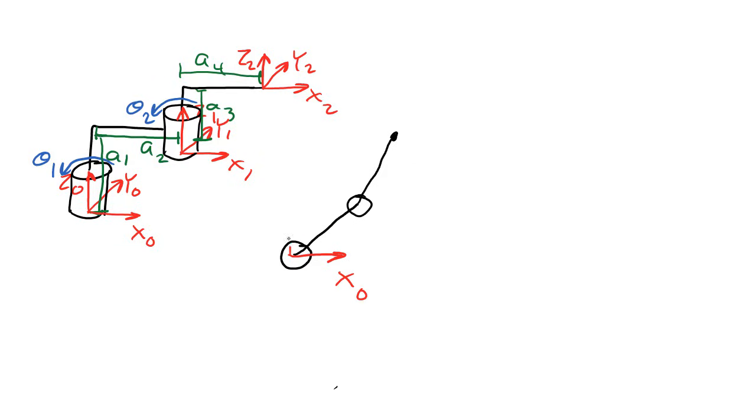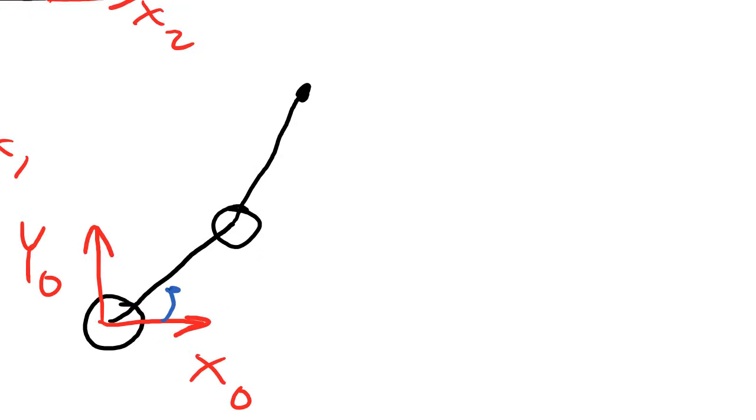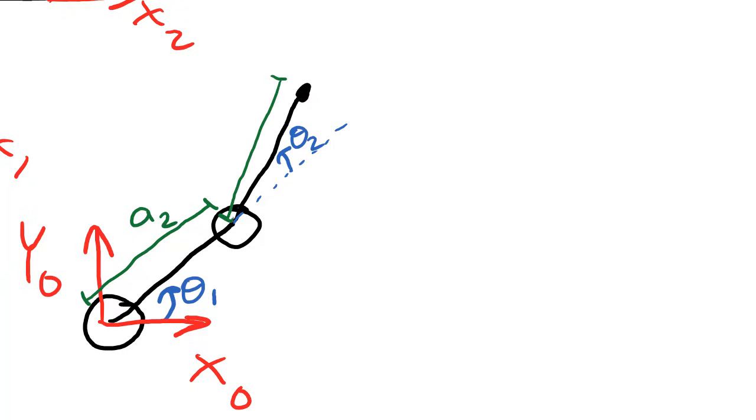This is the x0 direction and this is the y0 direction. We won't see z0 because that's coming straight out of the page towards our eyes. The theta 1 angle is right here. And the theta 2 angle is here. This link length is A2, and this link length is A4.